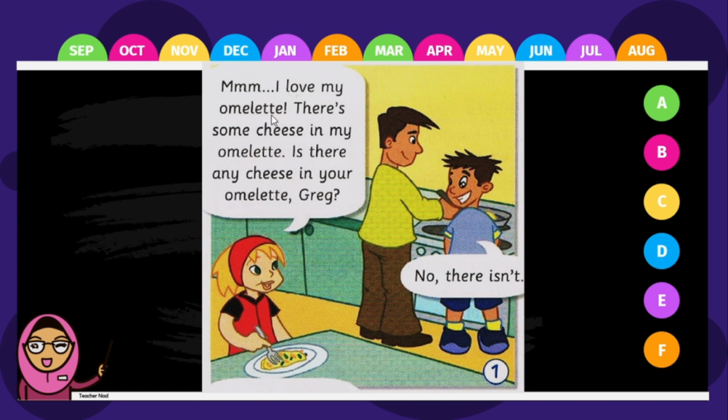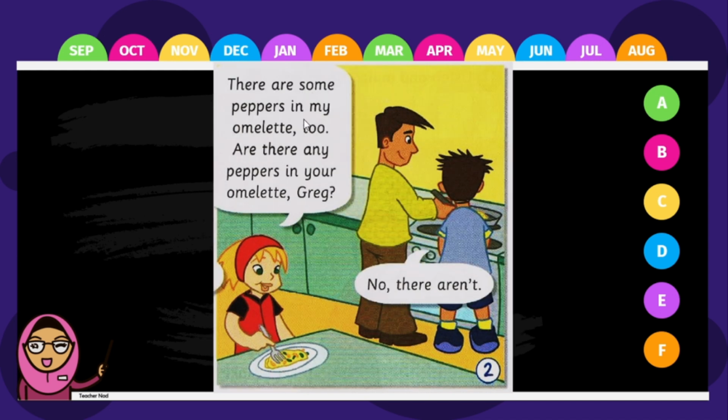Okay, now we read this together. I love my omelette. There's some cheese in my omelette. Is there any cheese in your omelette, Greg? No, there isn't. The second one.